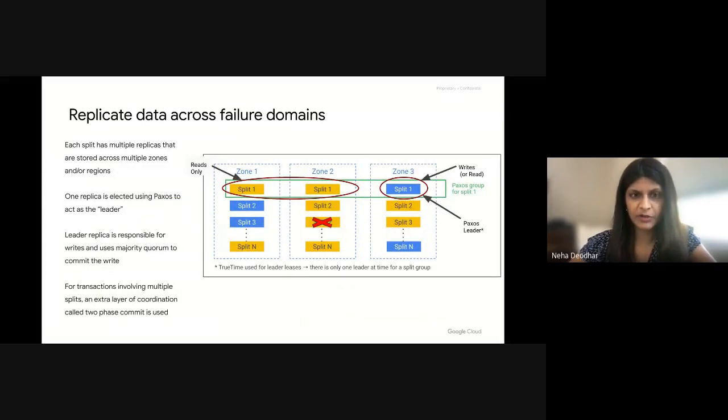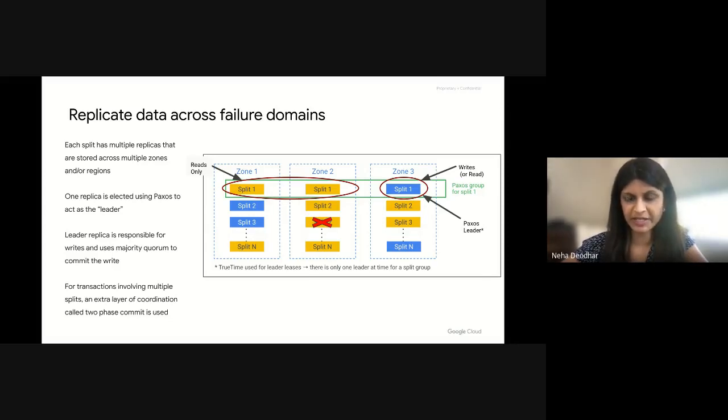Now, along with splitting your data and balancing it across different servers, Cloud Spanner also replicates your data across different failure domains. In the case of regional configurations, it'll replicate your data across different zones. It can also replicate your data across different geographical regions. In order to replicate and synchronize the data across your different zones, we use a consensus algorithm called Paxos. So if you see here in this example, you have n splits for your data. All of those splits are replicated across 3 zones. Now, you have 3 copies for each split of your data.